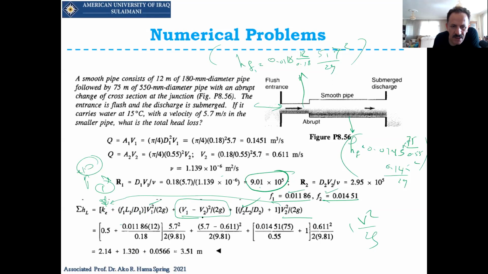Look at this one, the entrance that we have here: we have a sudden enlargement. For the sudden enlargement, the loss depends on V1 and V2, so it is V1 squared minus V2 squared, divided by 2g. The second thing we have in pipe 2 is the friction loss, and there is also the discharge coefficient, which is 1 times V2 squared over 2g. Overall, the total head loss from this part to that part will be 3.5 meters.